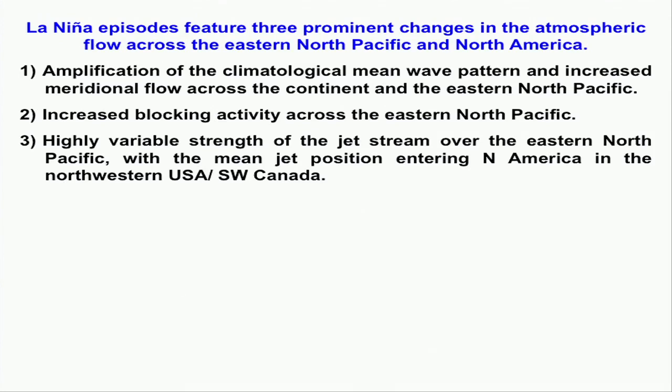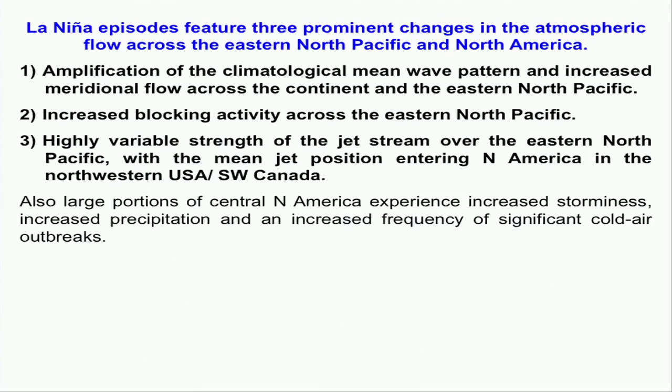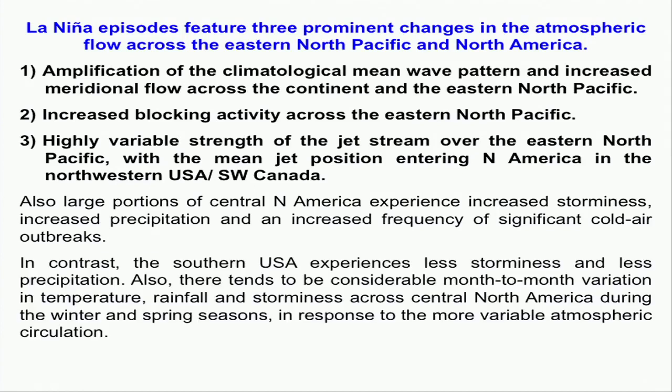That means we get this highly variable jet stream strength over the eastern North Pacific, and the mean jet position, which is key to controlling the weather patterns in North America, can actually enter mainly through northwestern United States and southwest Canada. Also, we have these large parts of central North America experiencing increased storminess as a result. More precipitation, increased frequency of significant so-called cold air outbreaks, particularly from the polar regions, which are now allowed to descend from the Canadian region.